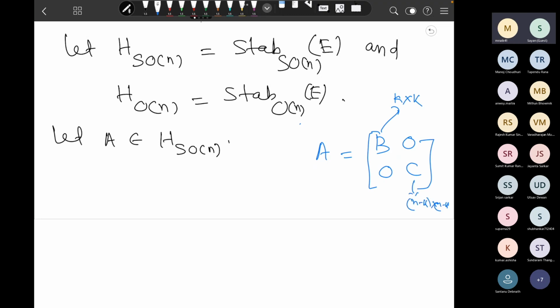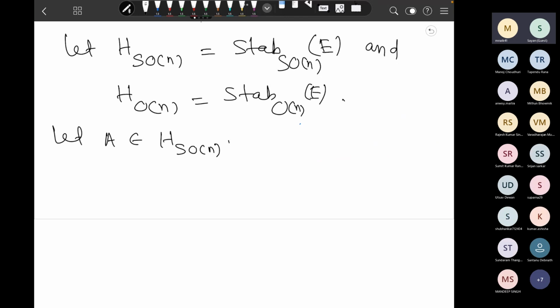So let us write that proof. I have explained this, but we have to write it. So let A be such that A(Ei) for i equal to 1 to k.